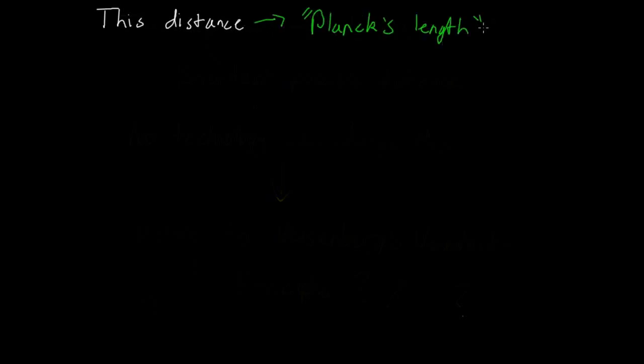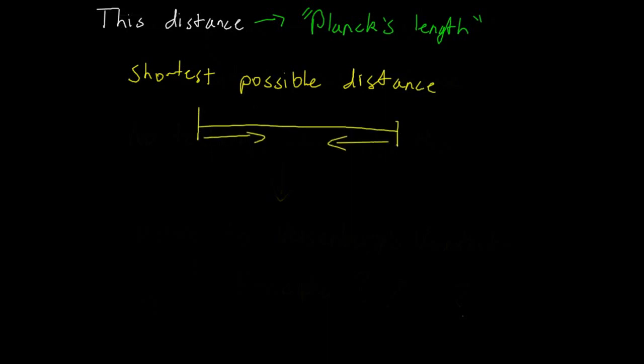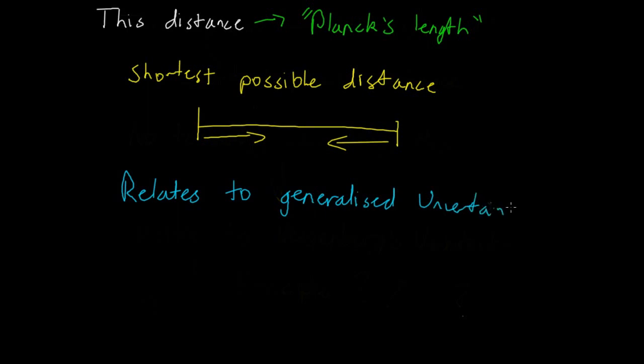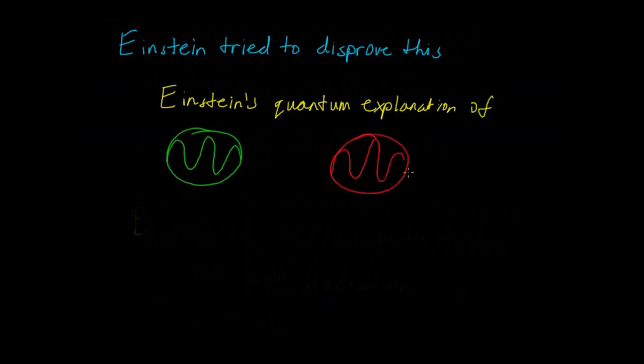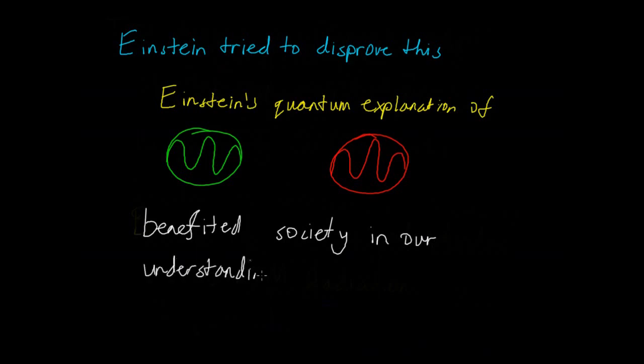This proposed distance is known as Planck's length, or the shortest measurable distance, which relates to the generalized uncertainty principle, where the exact location of a particle cannot be determined. However, despite these minor conceptual problems, Einstein's quantum explanation of localized quanta, known as photons, has been extremely beneficial in our understanding of EM radiation and energy transfer, in particular the photoelectric effect.